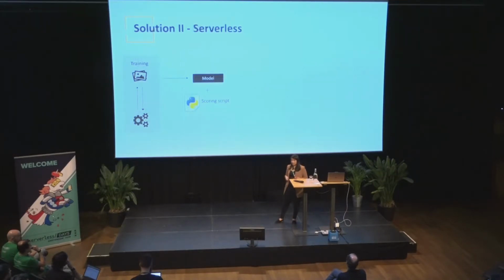Now, let's take a look at the serverless solution. Once I've already got the trained model and the scoring script, all we need to deploy this as an Azure function is to add configuration details in terms of the trigger that will invoke our application and any dependencies that we need in order to actually run the Python script. And we can deploy an Azure function.